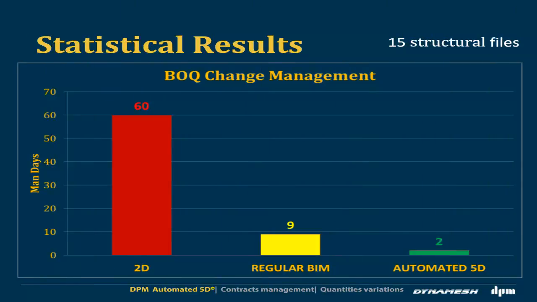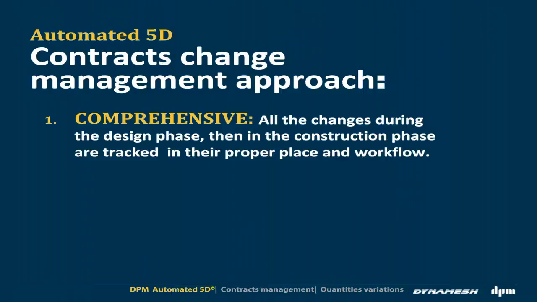The DPM team was capable of generating accurate changes between 2 design versions for 15 large structural files in just 2 man-days using automation. If one wants to do this using regular BIM technology only, the comparison of more than 300 spreadsheets is required, and the engineering team needs at least 9 man-days to do this. In traditional 2D drafting, these types of comparisons require more than 60 man-days, and a large team of QS is needed in our estimate. The advantages of 5D automation in change management can be tremendous when applied properly.